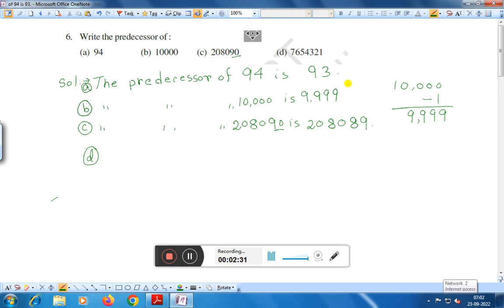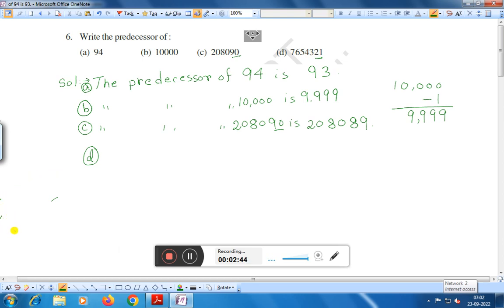Here you see the last number is 21. Therefore, if we subtract 1 from 21, we get 20. Therefore, the predecessor of 7,654,321 is 7,654,320. Right? This is the solution of question number 6.